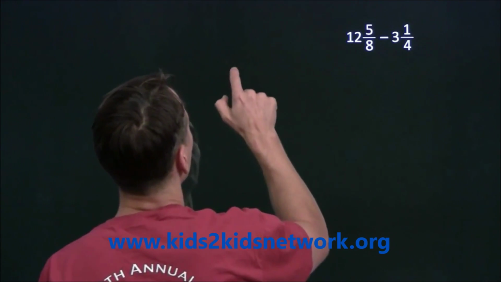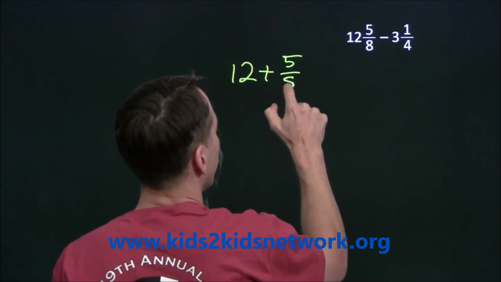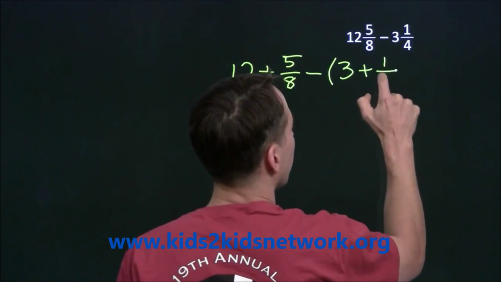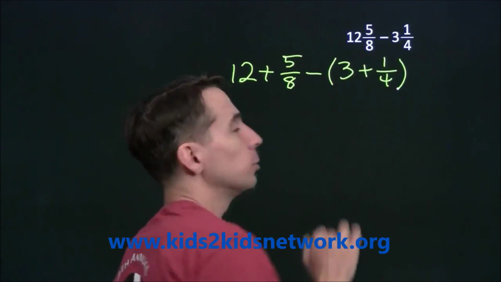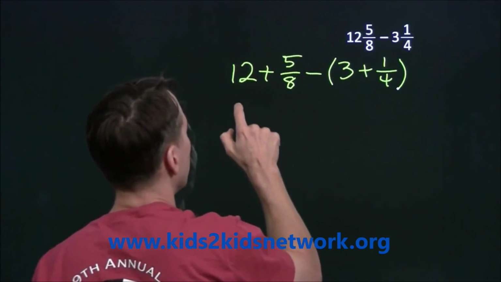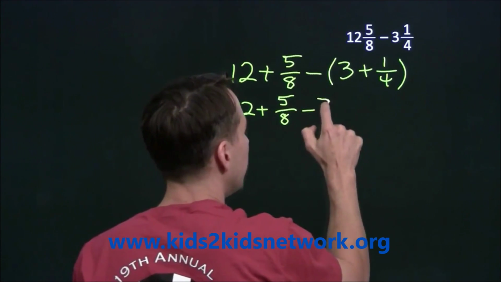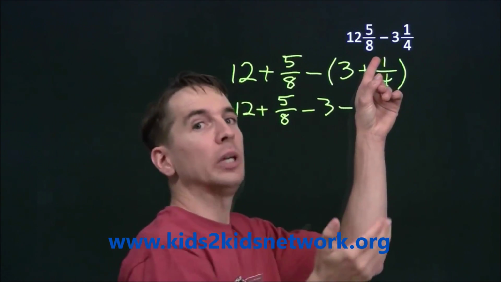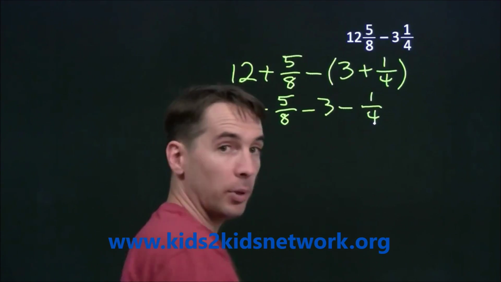We're going to take each of these mixed numbers and split them into an integer part and a fractional part. So we get 12 plus 5/8, and the 3 1/4 becomes 3 plus 1/4. Now notice these parentheses here, they're very important. What we're doing when we subtract 3 1/4 is we're subtracting the 3 and we're subtracting the quarter. So when we distribute this out, we get minus 3 and minus 1/4. And again, that's because we're subtracting 3 and we're subtracting 1/4. There's not a plus there, there's a minus.